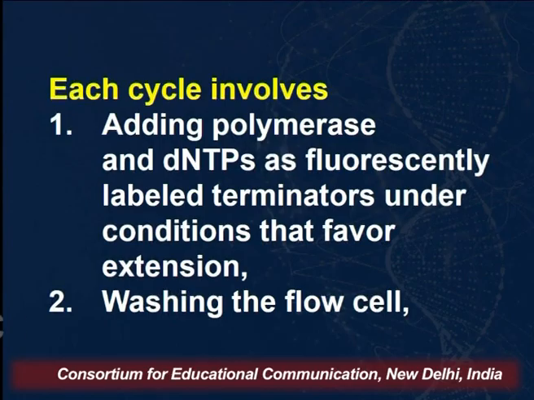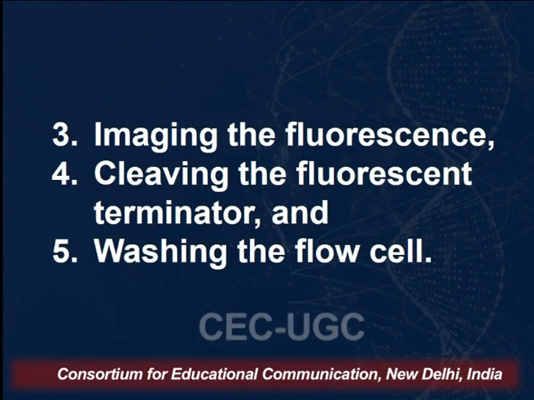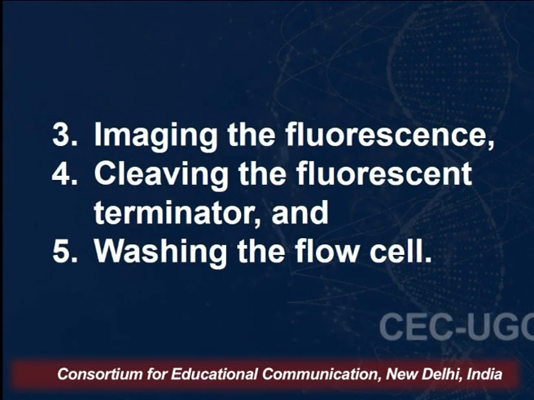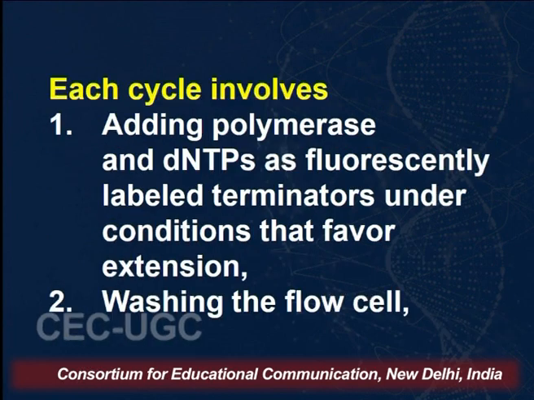So in the second cycle, you add another fluorophore-containing nucleotide, and it will attach. So this will read only those fragments where the complementarity is there, but you can go ahead and keep on doing this. Each cycle involves adding polymerase and dNTPs as fluorescently labeled terminators under conditions that favor extension. Then you wash the flow cell, you image the fluorescence, you cleave the fluorescent terminator, then wash the flow cell and again repeat.